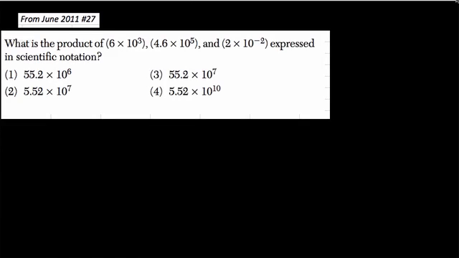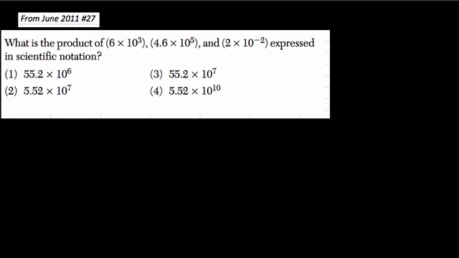Okay, so here we're multiplying three numbers in scientific notation. Right, we have 6 times 10 to the third, 4.6 times 10 to the fifth, and 2 times 10 to the negative second. If you think about this, since we're multiplying everything, we're finding the product, we have a lot of flexibility, right? We're multiplying, we can associate and commute the numbers around to get whatever product we want.